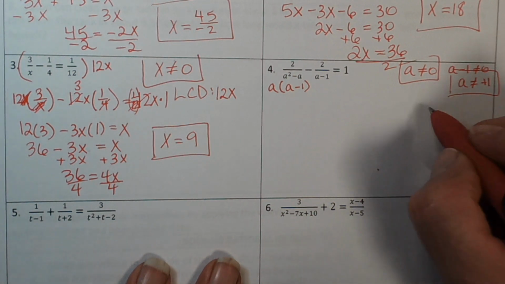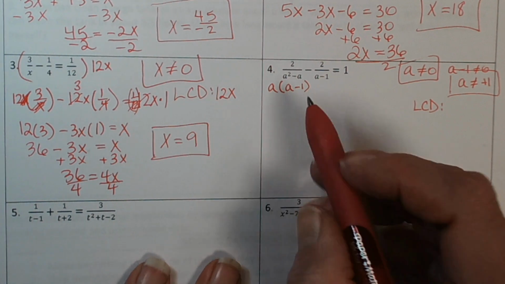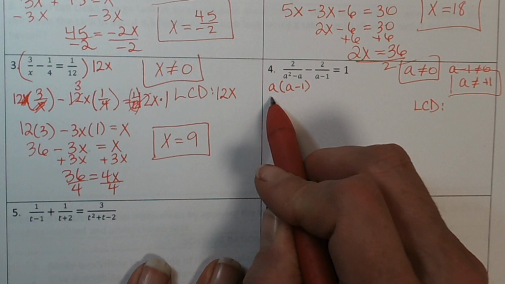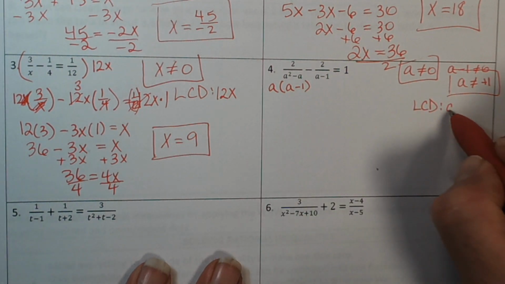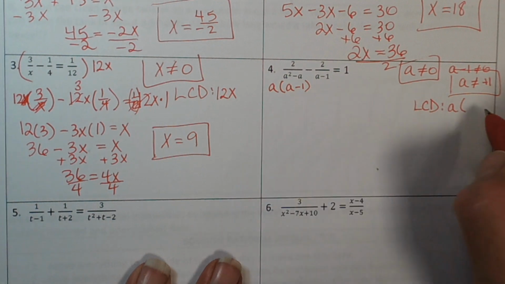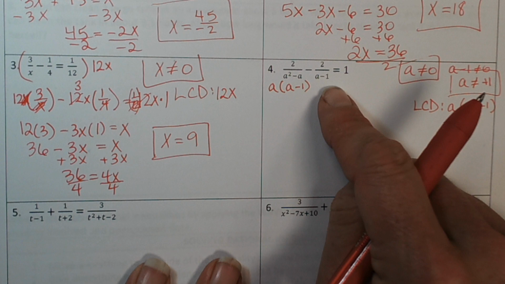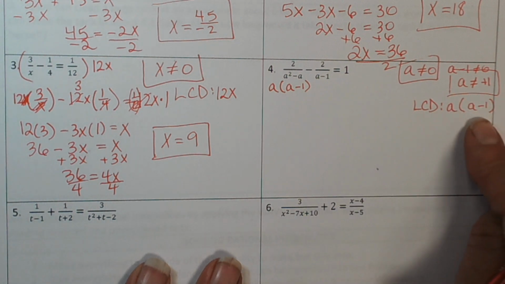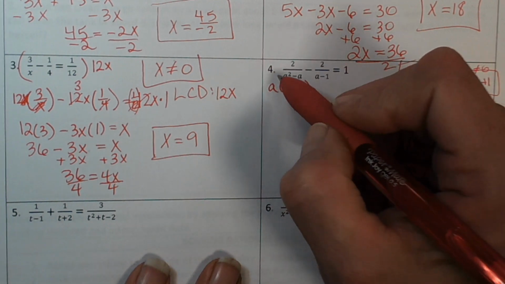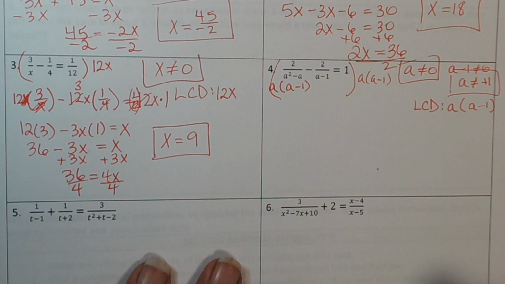Now we want to figure out what the LCD is. So our LCD is, remember, just like finding a common denominator. If something is in a denominator, then it's got to be part of the least common denominator. So I have an a. I have an a minus 1. So I need an a minus 1. Next fraction, I have an a minus 1, but I already have the a minus 1, so I don't need to include it, and then I don't have a fraction there. So I'm going to multiply all of this by a times a minus 1.